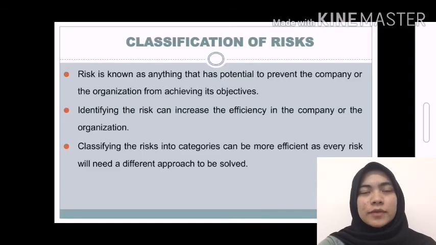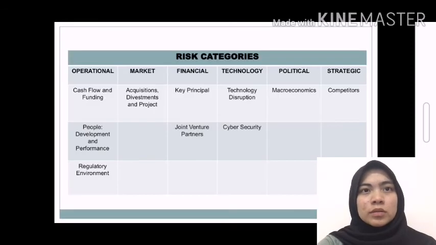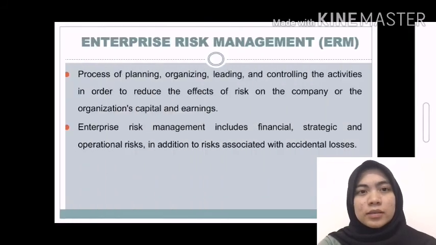Now moving on to classification of risk. Risk is known as anything that has the potential to prevent the company or the organization from achieving its objective. Identifying the risk can increase the efficiency of the company or the organization. Classifying the risk into categories can be more efficient, as every risk will need a different approach to be solved. So these are examples of risk categories in Sime Darby, which are operational, market, financial, technology, political, and strategy.